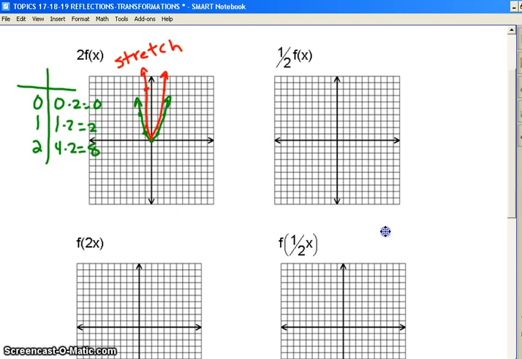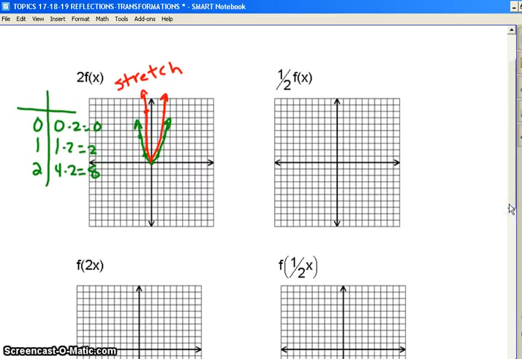But what do you think is going to happen if I multiply my whole function by a number that's less than 1? If I use a fraction, it's going to get wider. Okay, it's going to stretch out wider. Okay, so let's be specific on our stretches. This one's going to stretch in the y direction because it's going to get really skinny. But this one here is going to stretch in the x direction. Okay, let's see how that looks when we graph it.